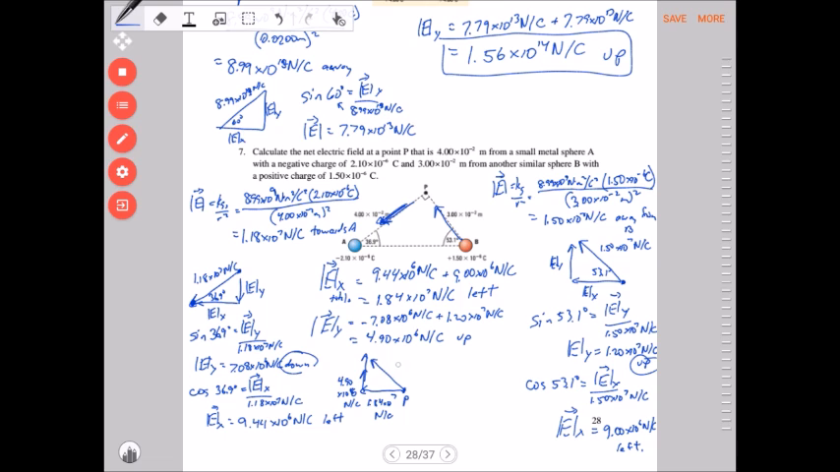So now we have to figure out the resultant. ER squared, because this is the Pythagorean theorem, equals 1.84 times 10 to the 7 newtons per coulomb squared plus 4.90 times 10 to the 6th newtons per coulomb squared. So the resultant ER works out to 1.91 times 10 to the 7th newtons per coulomb.